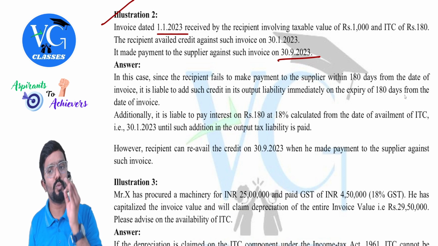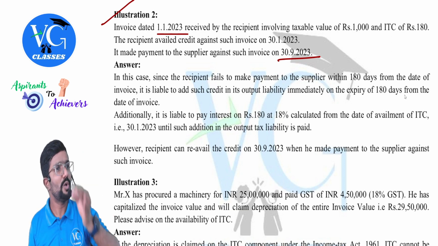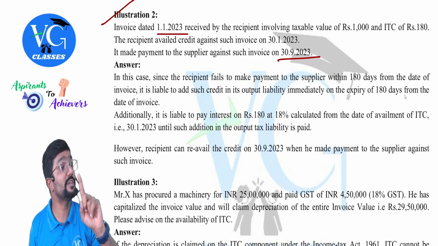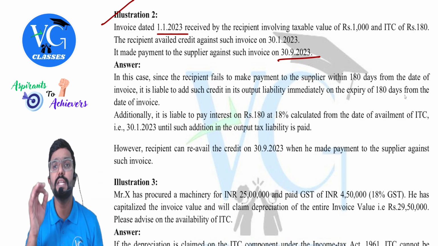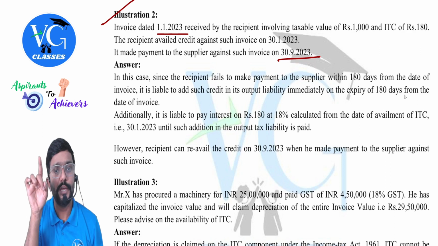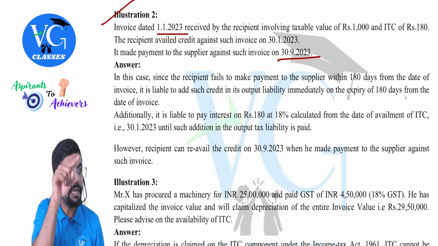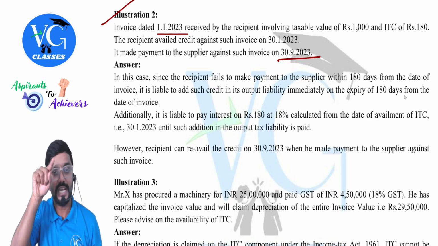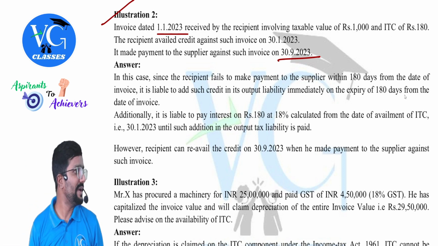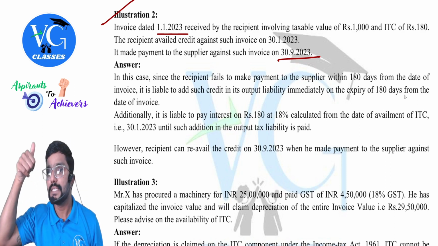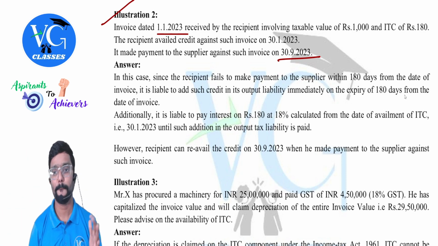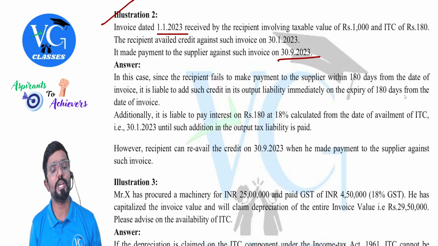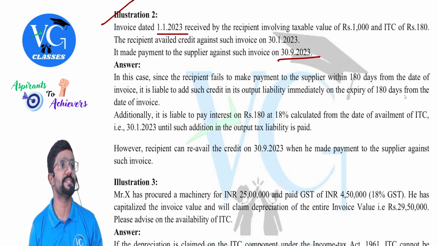Assuming the recipient is paying this 180 rupees on 20th July, along with GSTR 3B of which month? June. So interest is at 18% on 180 rupees from when to when? From 30th January, the date of availing the credit, till 20th July. Is that clear? Yes, sir. Additionally, it is liable to pay interest on 180 rupees at 18%, calculated from the date of availment of ITC, that is from 30th January 2023, until such addition in the output tax liability is paid.